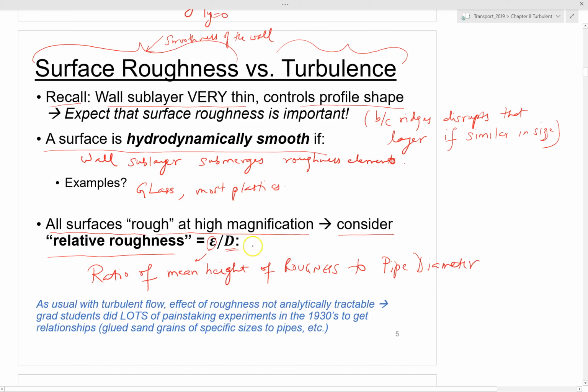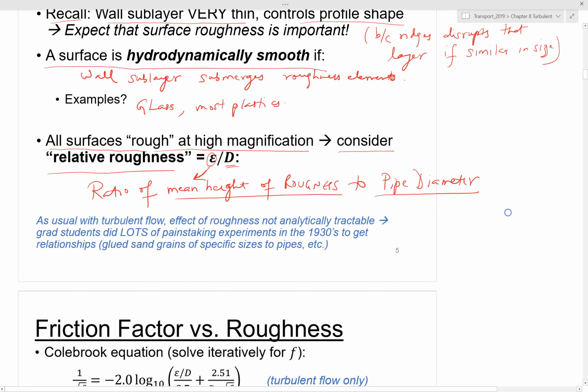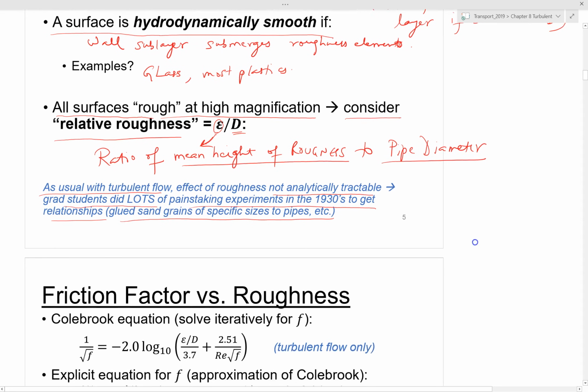That is D. And this is the mean height of roughness, which is E, or epsilon, however you want to call it. So as usual with turbulent flow, the effects of roughness are not analytically tractable. Grad students did lots of painstaking experiments in the 1930s to get relationships. These included gluing sand grains of specific sizes to pipes, etc.